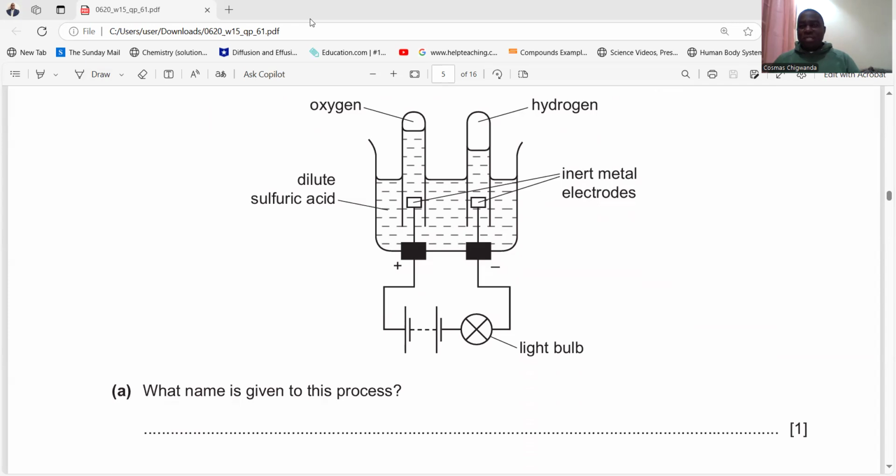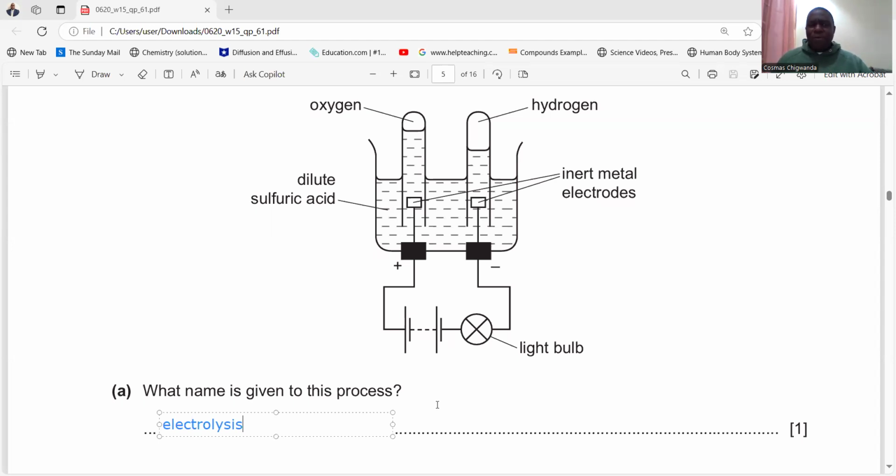Okay, so the question that we have here is, what is the name of this process? Remember, we are using electricity to break down. So two processes: breaking down, we have lysis in sciences, and we are using electricity. So the name of the process, without wasting time, is called electrolysis. Please take note. Most questions in your paper 6 don't demand long answers.